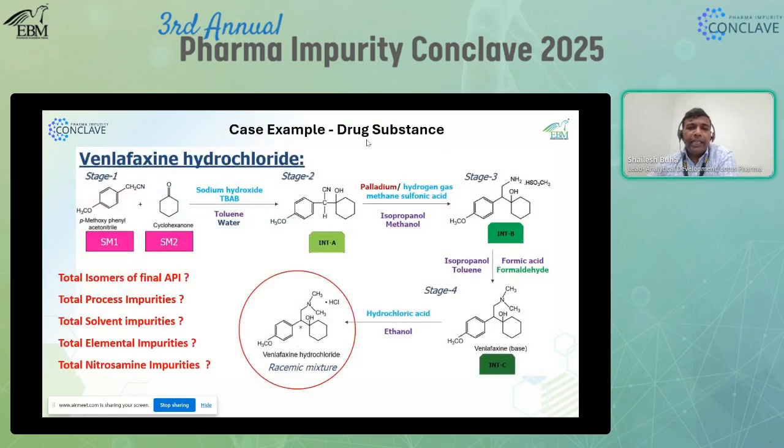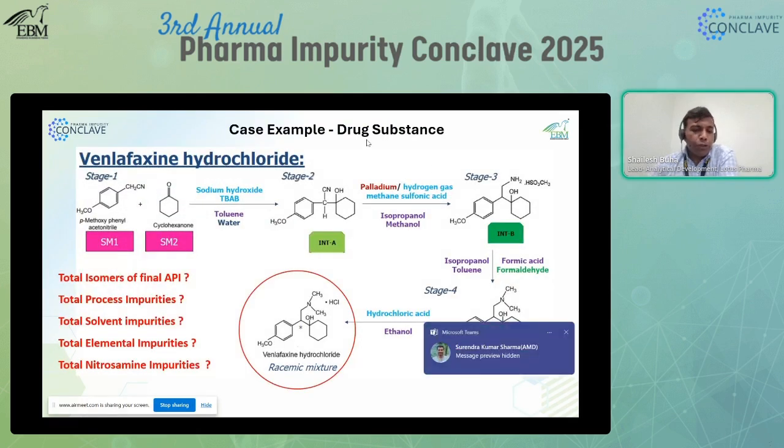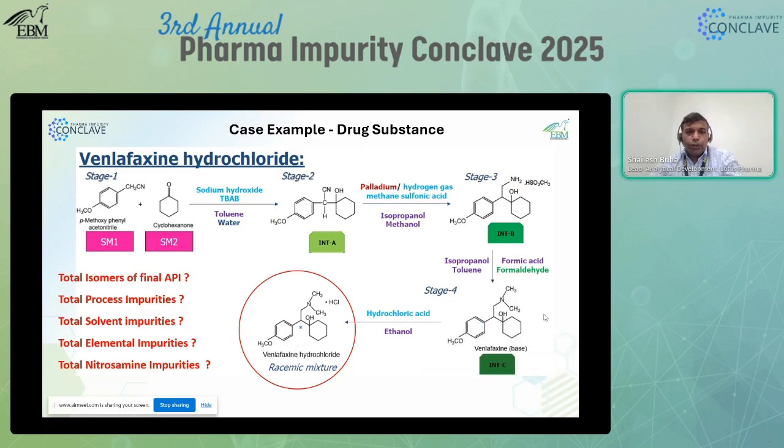So if we look at the case example, now, audience, it comes to you, which is very important. This is the case example for you. Venlafaxine hydrochloride, we took the case in the previous session, where this is the ROS, I would say route of synthesis, for this SM1, SM2, intermediate A, B, C. So you have questions now, looking at this ROS.